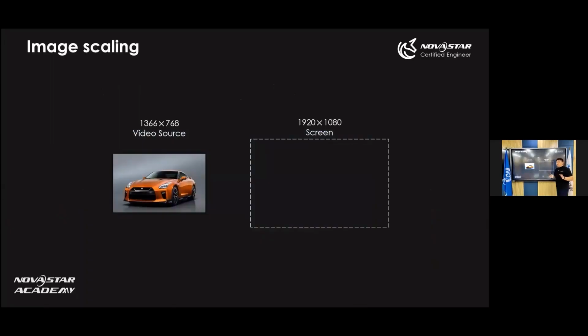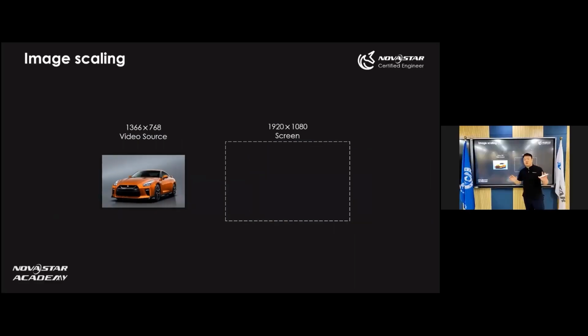So we just talked about the independent controllers. What if we have some new requirements for the project? For example, the screen resolution is 1920 by 1080, like a 1080p screen, but for the video source I just use a computer whose graphics card output capacity is not that good. So the video source resolution is 1366 by 768.